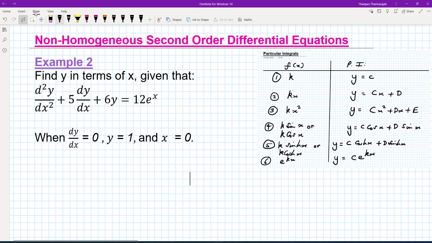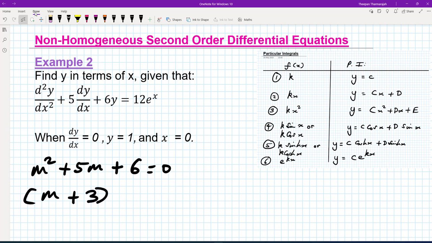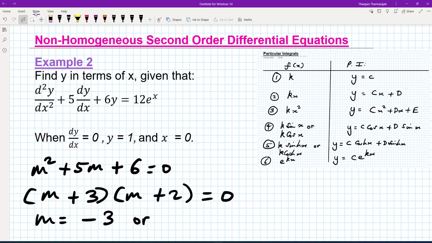Okay, welcome back. So we solve our auxiliary equation, so we get m squared plus 5m plus 6 equals 0. So we get m plus 3, m plus 2 equals 0. So we get m equals minus 3, or m equals minus 2.